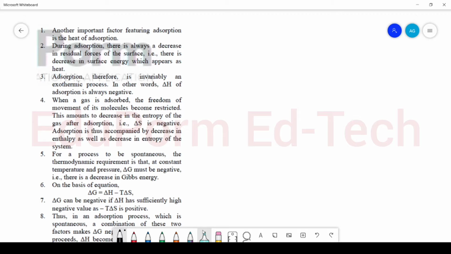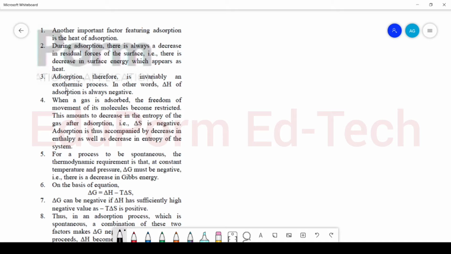In this lecture, we will discuss the thermodynamics of adsorption. In the previous lecture, we discussed that adsorption is an exothermic process. So, for the process to be exothermic, there are some key points which are shown on the screen. You can also see these points through our notes which are available on our mobile application.